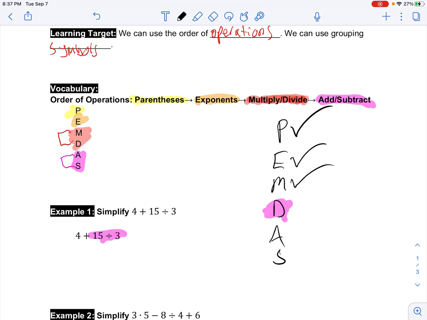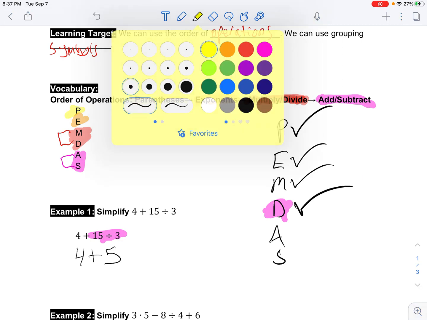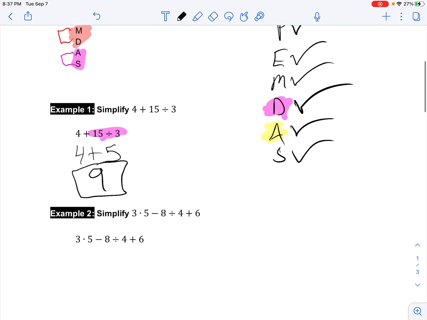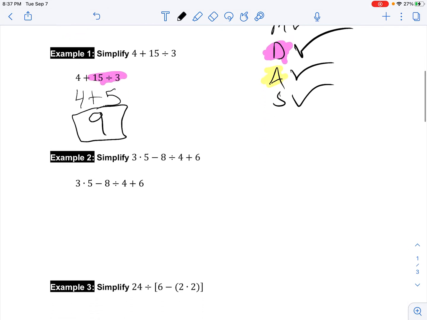So first thing I have to do is 15 divided by 3. I'm going to keep this 4 the same, but 15 divided by 3. What's 3 equal groups of 15? That's going to be 5. So division is now done. And now I keep going. Do I have any addition? Yes, I do. So 4 plus 5 is 9. Check that off, and I don't have any subtraction. So my fully simplified answer is 9, after following order of operations.